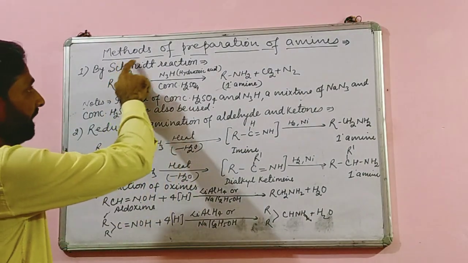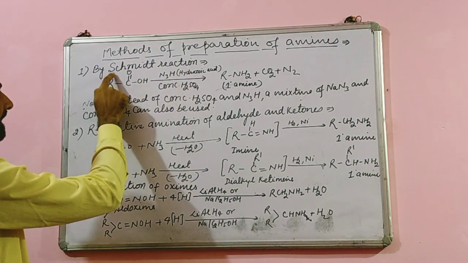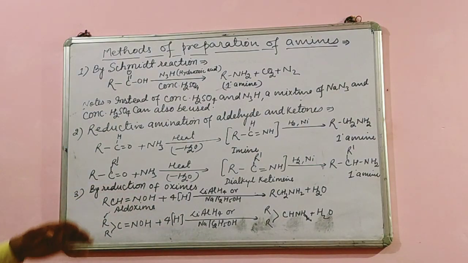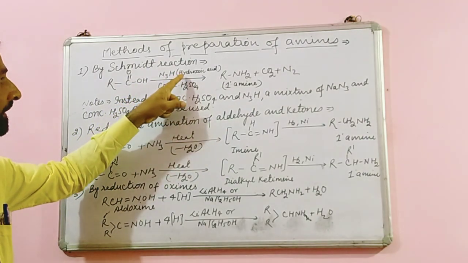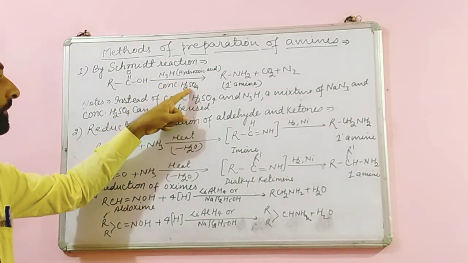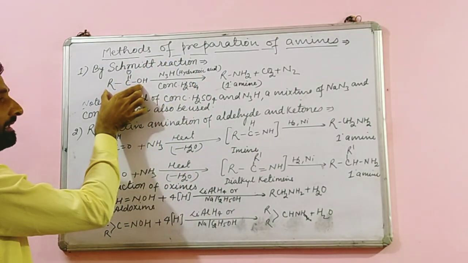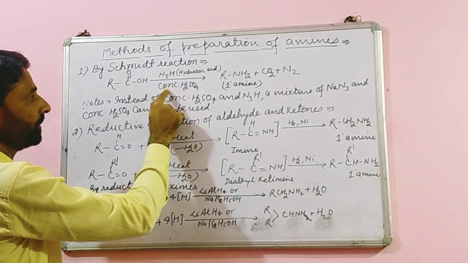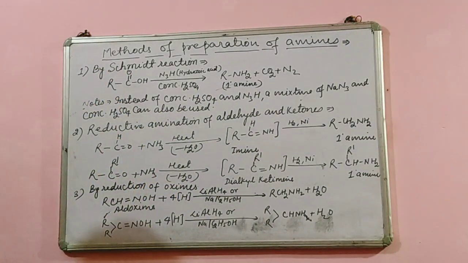The first method by which we prepare the amine is the Schmidt reaction. Students, if a carboxylic acid reacts with a mixture of hydrazoic acid, N3H, and concentrated sulfuric acid, H2SO4, then it produces the 1 degree amine. Students, how is it possible?